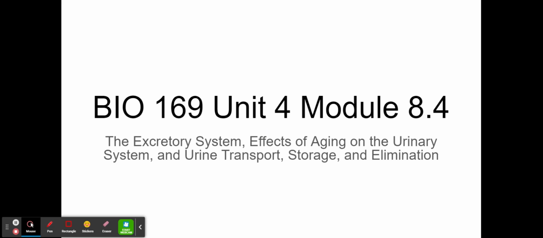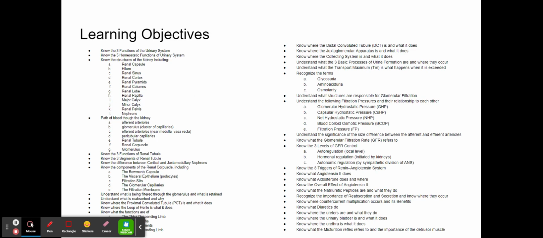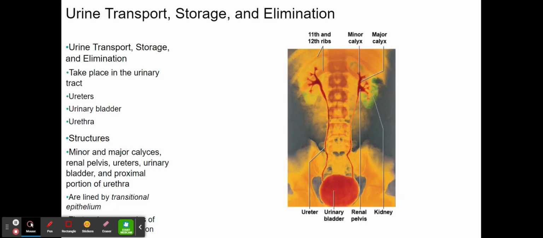In this one, we're going to wrap up Module 8 by discussing the excretory system, the effects of aging on the urinary system, and urine transport, storage, and elimination. As always, here are your learning objectives. Be sure to reference these when studying for both the lecture quiz as well as the unit exam. Let's go ahead and get started.